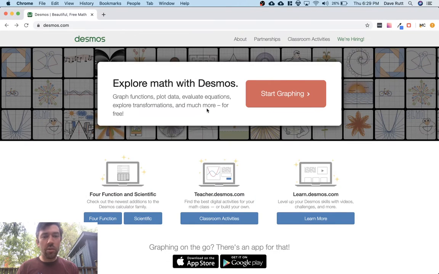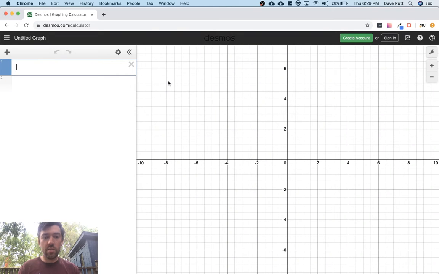Okay, here's a quick little tutorial on how to use Desmos. So go to desmos.com, start graphing, and then there you go. Right away we can start graphing. So I'm going to punch in an equation here, y equals 2x plus 3.